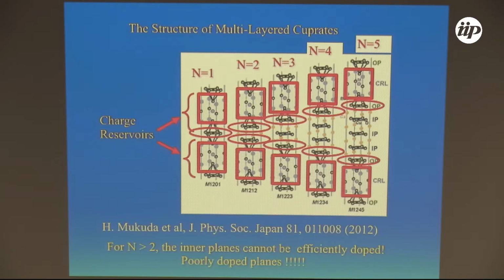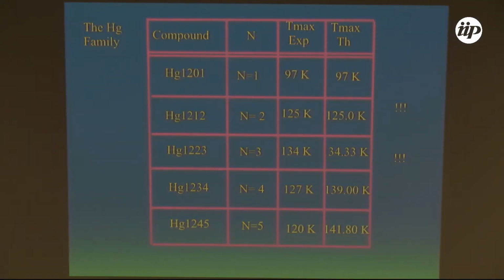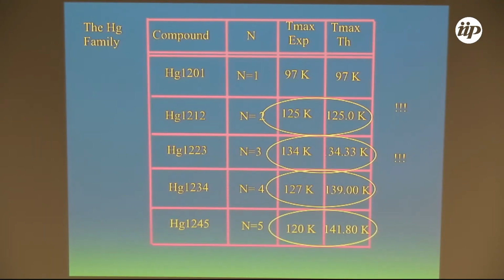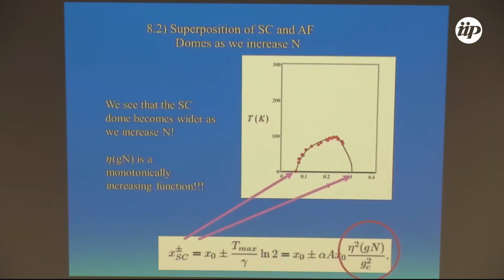That's why the results of n equal 4 and 5 are basically the same as n equal 2. Absolutely, absolutely. The inner planes are still antiferromagnetic, while the outer planes become superconducting. That's why there is coexistence of superconductivity and antiferromagnetism. Exactly. By the way, this is the next effect.